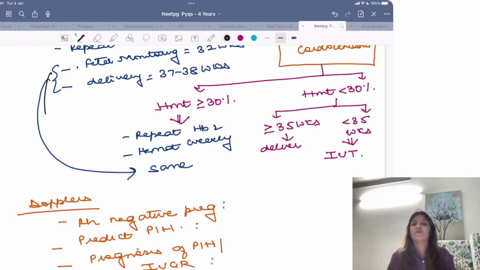If gestational age is more than 35 weeks, deliver the baby. If gestational age is less than 35 weeks, then go for intrauterine transfusion. Clear?